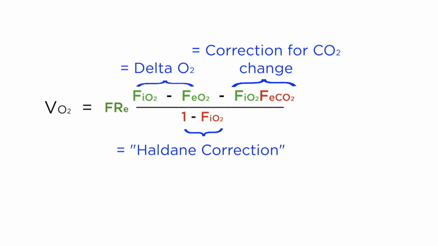Next, there is a correction for the fact that release of CO2 by the subject appears as a reduction of oxygen fraction, even though it is unrelated to the oxygen uptake. The denominator is known as the held-in correction. As you saw, it simply follows naturally from the derivation.